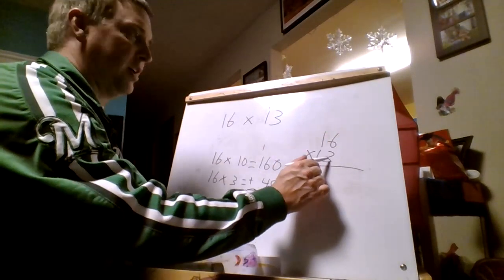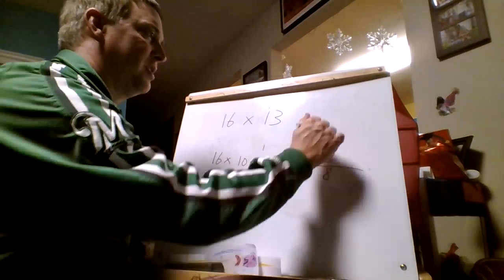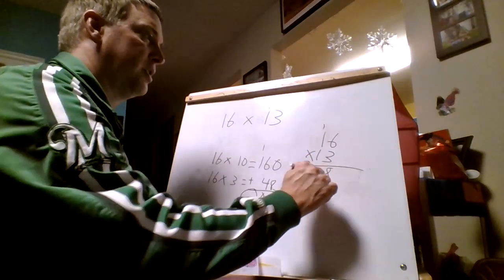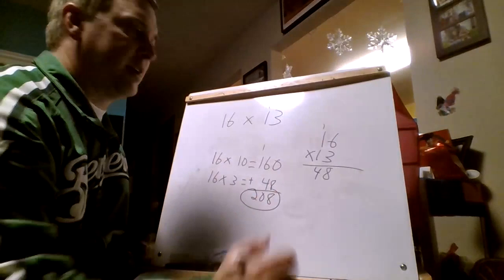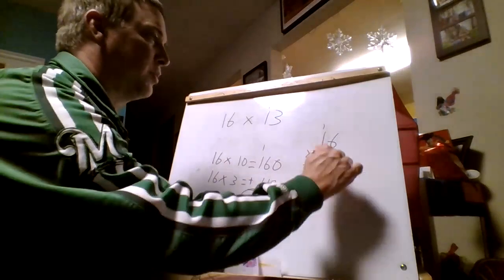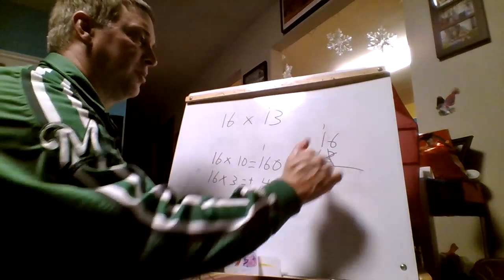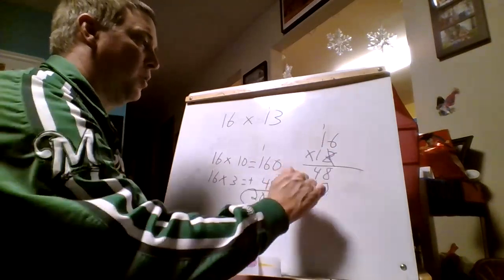We're going to start on the right side. 3 times 6 is 18. Carry the 1. 3 times 1 is 3, plus 1 is 4. Because 16 times 3 is 48. We're putting down a 0 because we're done with this. Now this is basically 16 times 10. 1 times 6 is 6. 1 times 1 is 1.